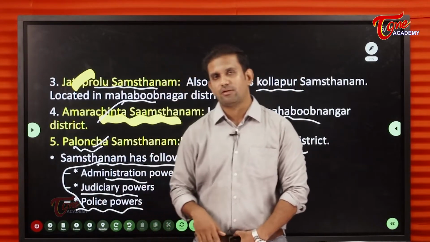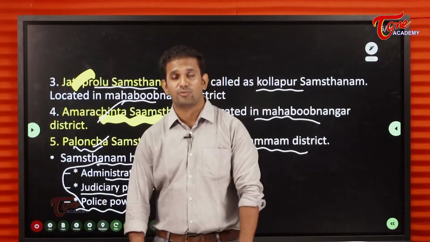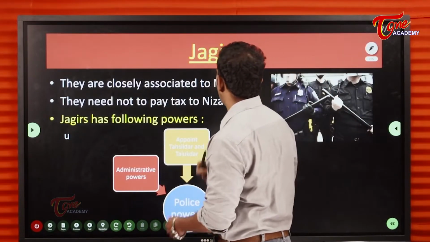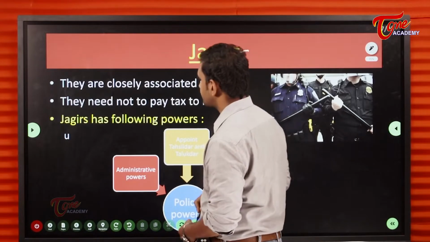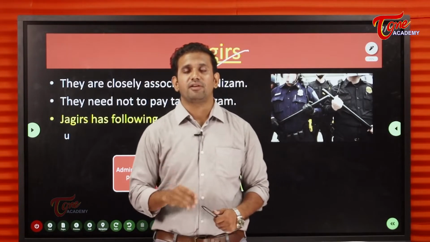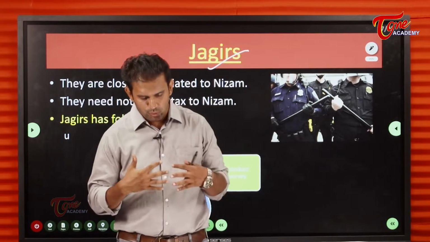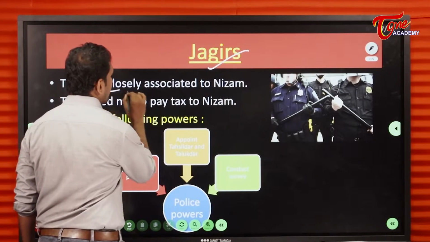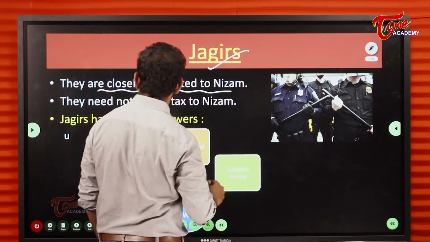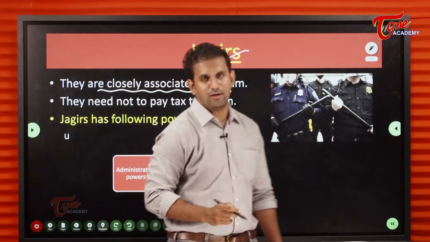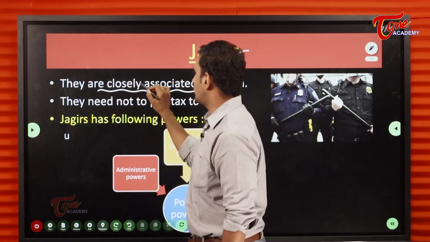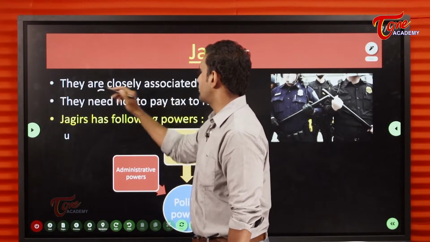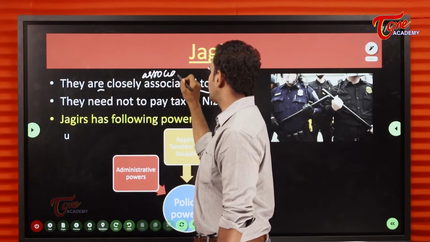With this we are done with what Samsthanas are. Now let us do Jagirs. Jagirs are given to those people who are very close to Nizam. They are closely associated with the Nizam. Jagir lands are given to close associates. Atla kuda rayochu. Close associates to Nizam.